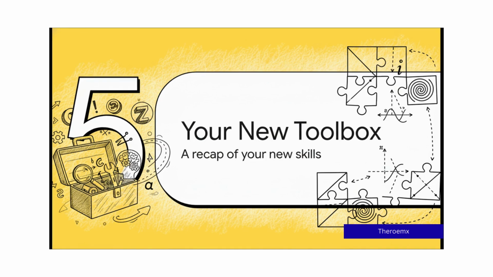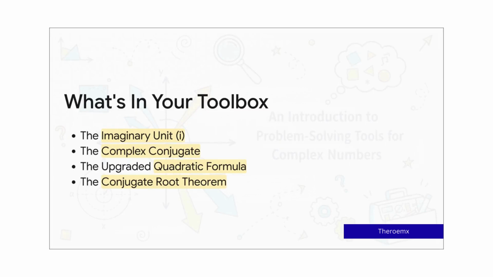So let's do a quick recap of the powerful new tools you've just added to your mathematical toolbox. So, what's in your toolbox now? First, you've got the imaginary unit i, the master key to this whole new world. Second, the complex conjugate, your multi-tool for simplifying just about anything. Third, the quadratic formula, which is now supercharged to handle any quadratic you throw at it. And finally, the conjugate root theorem, your elegant 2-for-1 shortcut.